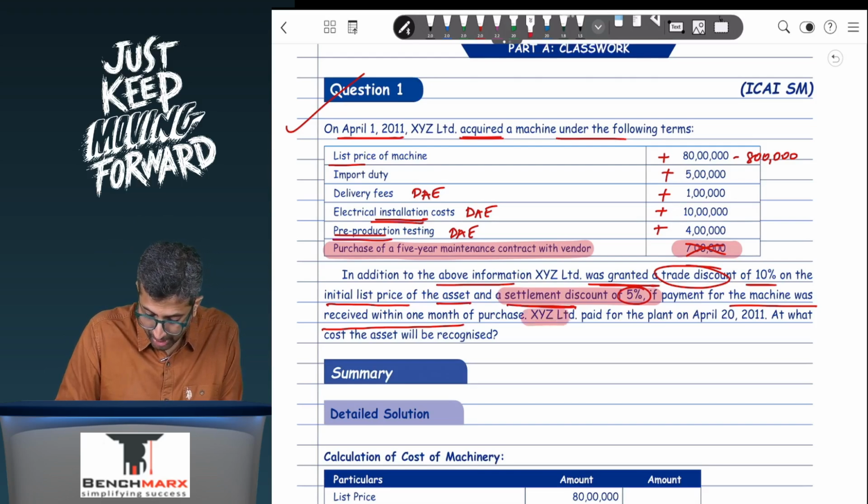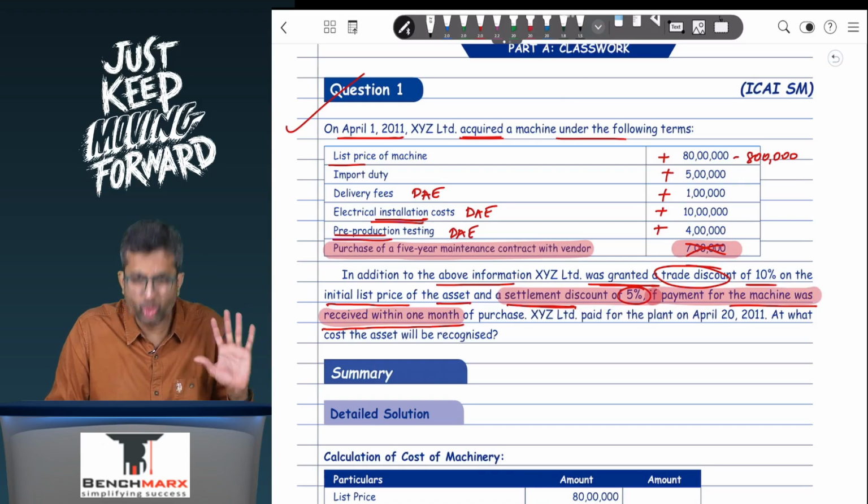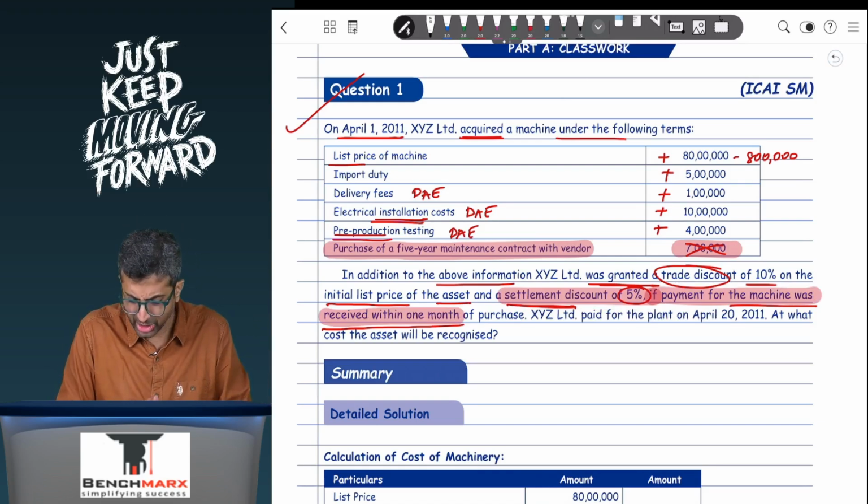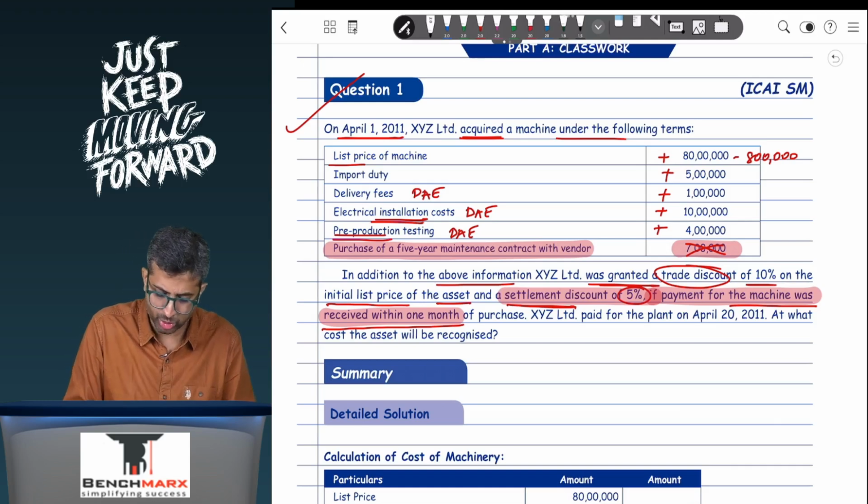XYZ paid for the plant on 20th April. So over here, these are the two things that you will highlight. So only these things you will review. XYZ paid for the plant on 20th April. At what cost will the asset be recognized?